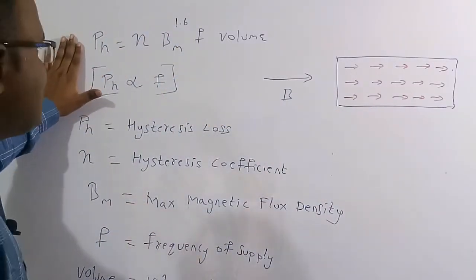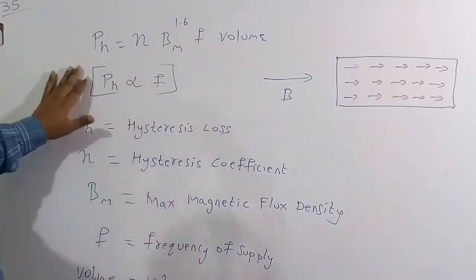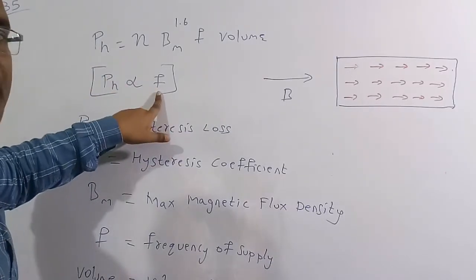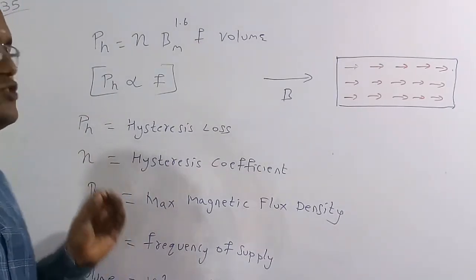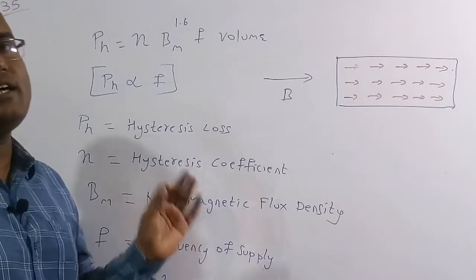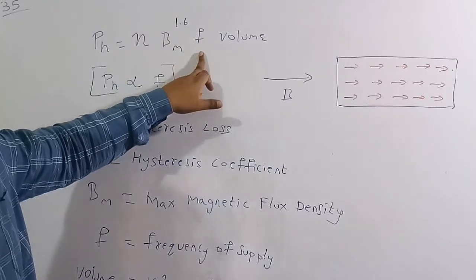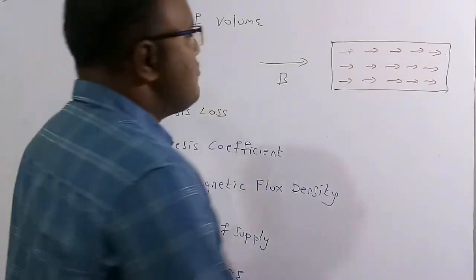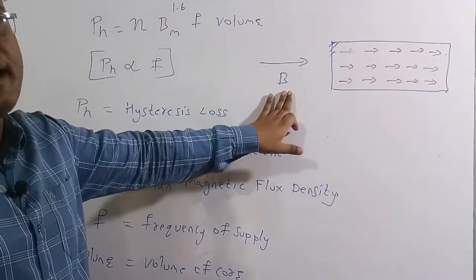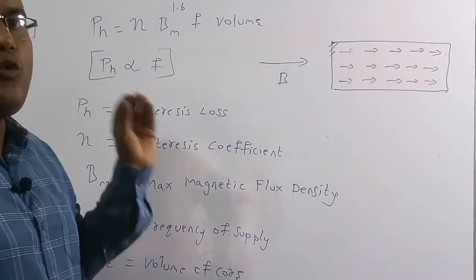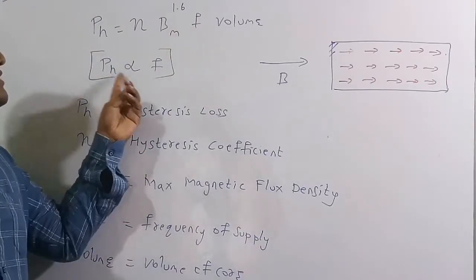The expression of the hysteresis loss is eta into Bm to the power of 1.6 into F into volume. So this hysteresis loss is directly proportional to the supply frequency. Here Ph is the hysteresis loss, eta is the hysteresis coefficient, Bm is the maximum flux density, and 1.6 is the Steinmetz coefficient. F is the supply frequency and volume is the volume of the ferromagnetic material which you use when you supply this magnetic field. In this question they are asking only the relation between the hysteresis loss and the supply frequency, so we can say they are directly proportional.